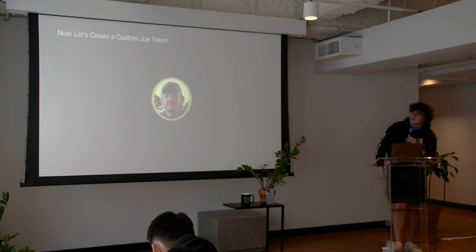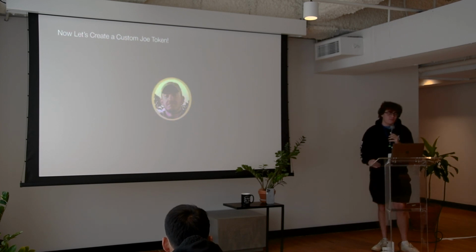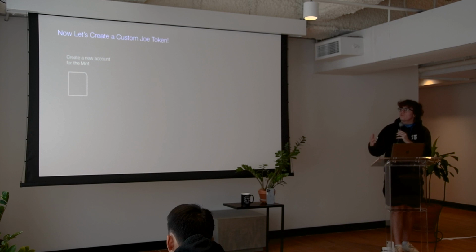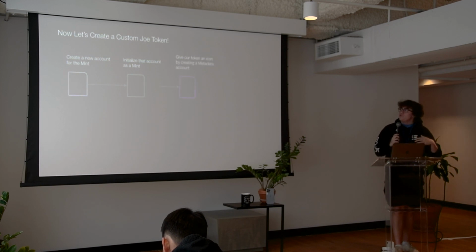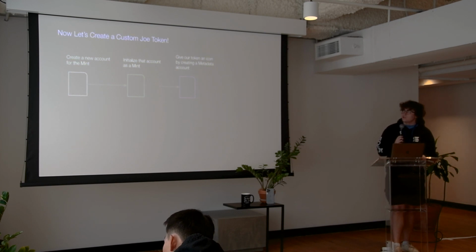So this nice man here, Joe, who very graciously created the slideshow for us, will be going through some of the examples of how to create a custom Joe NFT. So like I said before, you create the new account for the mint. You then move into the initialization of the account as a mint. And then you give our token an icon by creating a set of associated metadata. So in this, it's that picture of Joe's beautiful face.